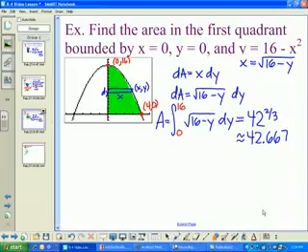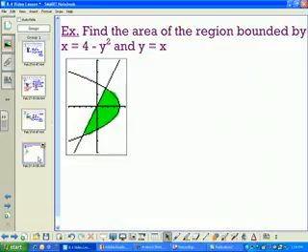So that's how we're going to do it in terms of y. So let's approach one of those problems. We have the area bounded by x equals 4 minus y squared and the line y equals x. Now graphing the line y equals x is not very challenging. However, x equals 4 minus y squared might be challenging.